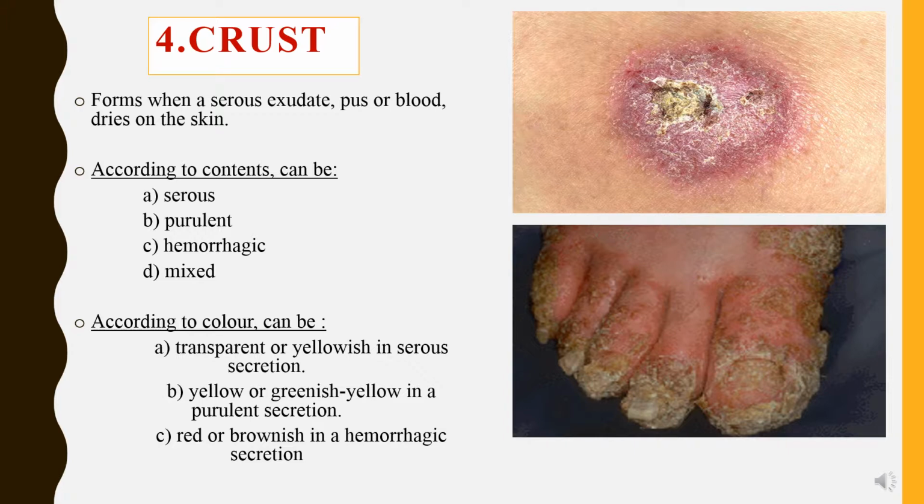The color of the crust is determined by the character of the secretion from which they formed. They are transparent or yellowish in a serous secretion, yellow or greenish yellow in a purulent secretion, and red or brownish in a sanguinous secretion. Crusts appear on the skin in scabies, mycosis, pyoderma, eczema, and neurodermatitis.